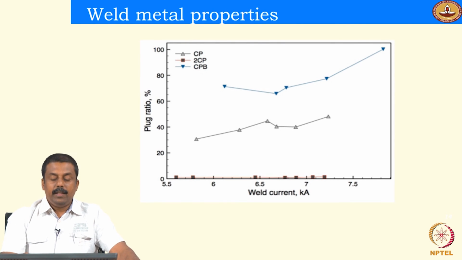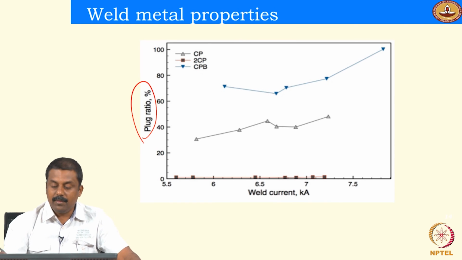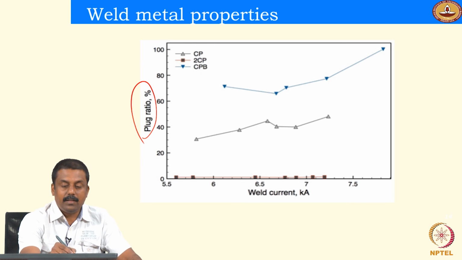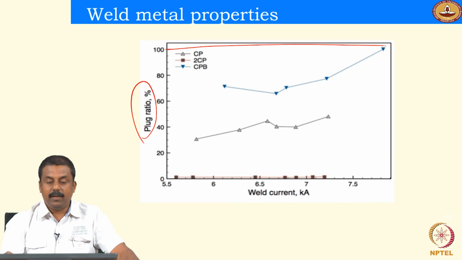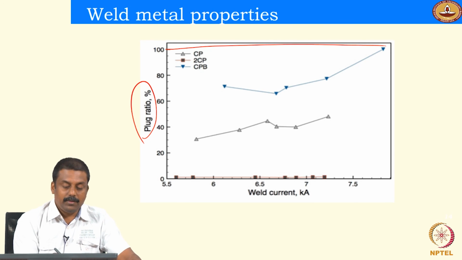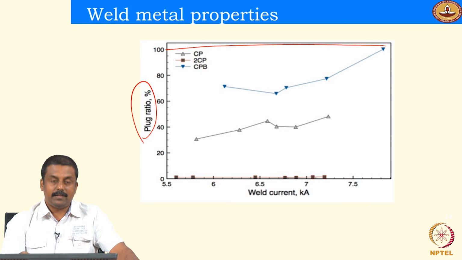You see already the steel CPB has a very good plug ratio. If the plug ratio is close to 100, that means that you have a complete plug failure. And if your plug ratio is 0, then what happens? Then it has a complete interface failure, right? That's what I explained in the previous resistance spot welding lecture.